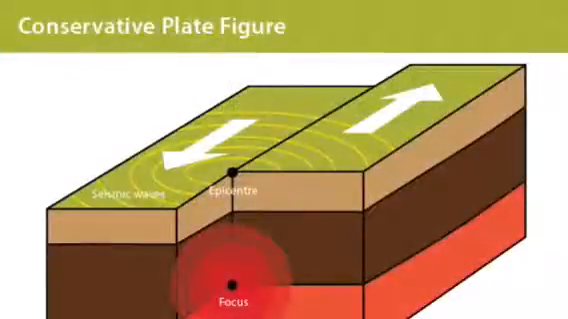Where 2 plates slide past each other, no new landscape is formed, and therefore there is no volcanic activity. However, earthquakes can occur at this conservative plate boundary. If the plates get stuck, pressure will build up until it is released, causing the Earth to jerk violently.